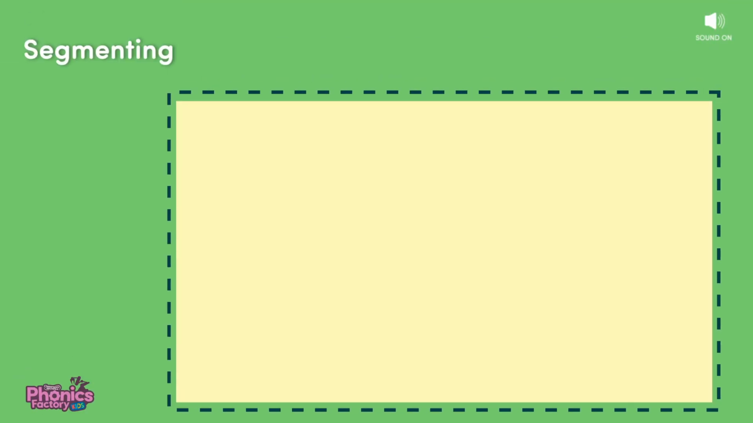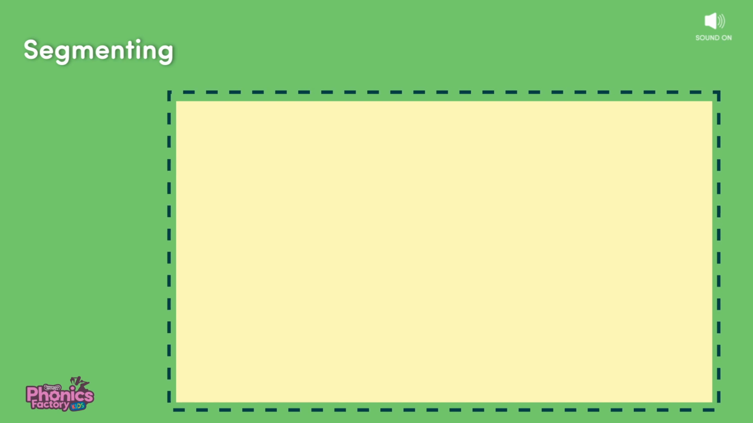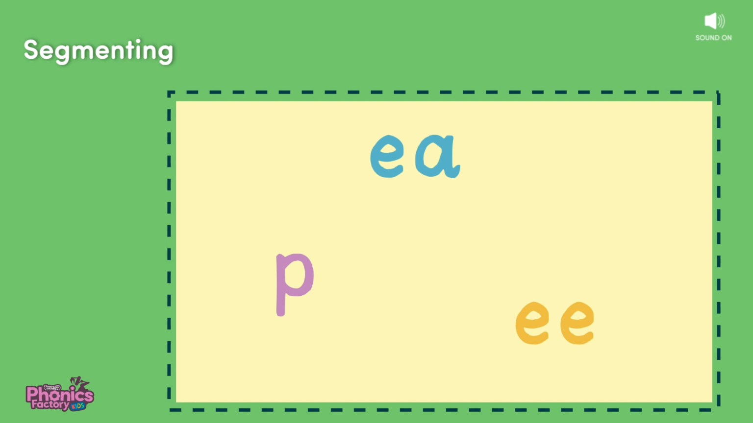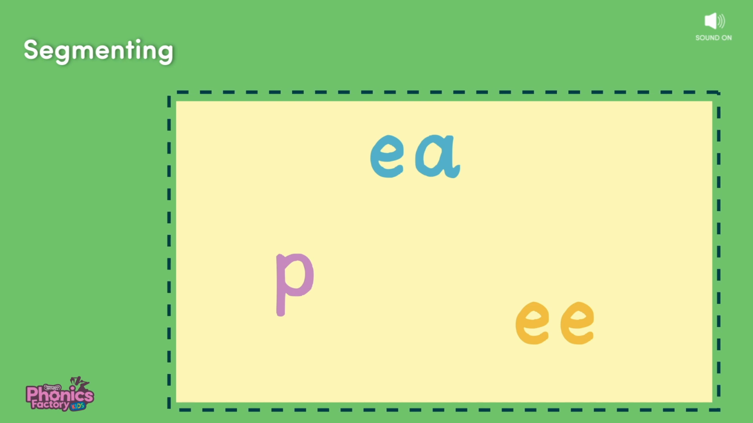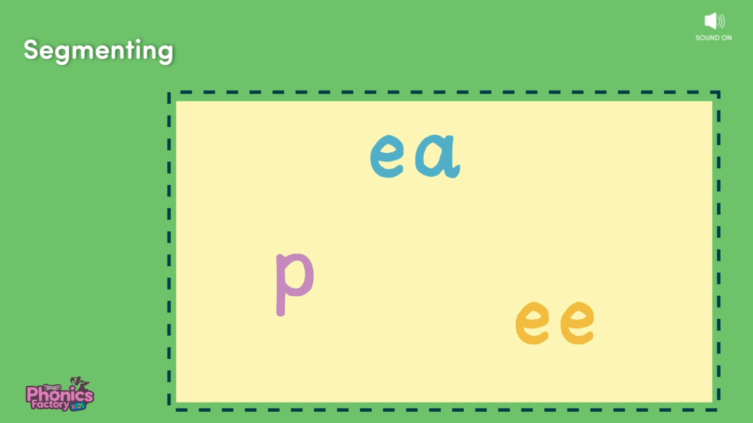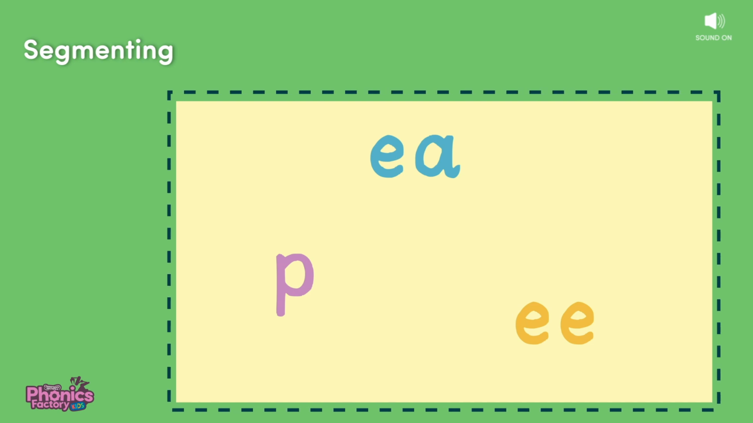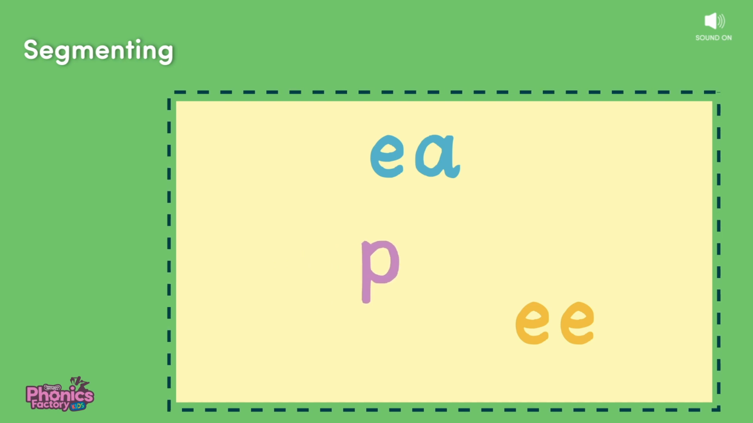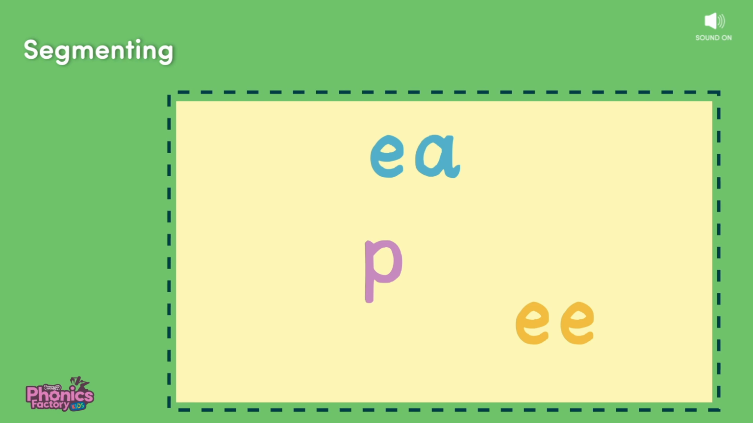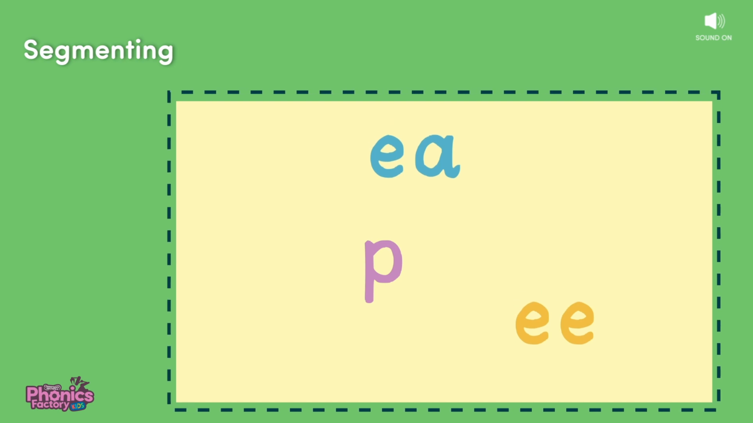Now let's look at segmenting. Let's make a word using the E sound. Pea. One of my favourite vegetables, pea. What two sounds are in pea? That's right. Now, which graphemes do we need? It's a tricky one, because either of those graphemes could be at the end of a word.